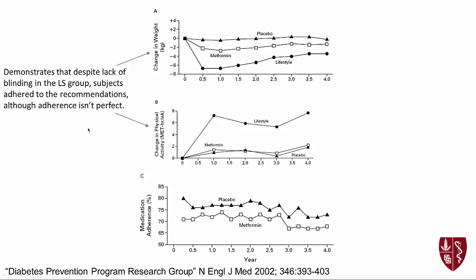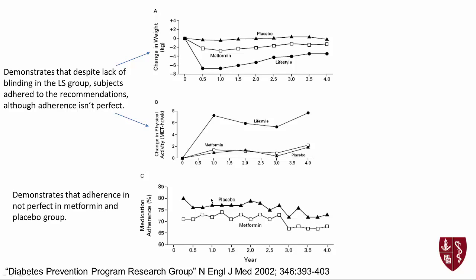So these two figures demonstrate that despite lack of blinding in the lifestyle group, subjects did adhere to the recommendations, although adherence isn't perfect. And we already know that when we study human subjects, it's never going to be perfect. Well, what about the bottom panel? This tells you the number of subjects that adhere to the placebo and the metformin pill. And you can see on average, the adherence is approximately 70%, and goes down substantially, well, not much less than 65%, clearly as the study duration continues. And of course, the placebo group does slightly better.